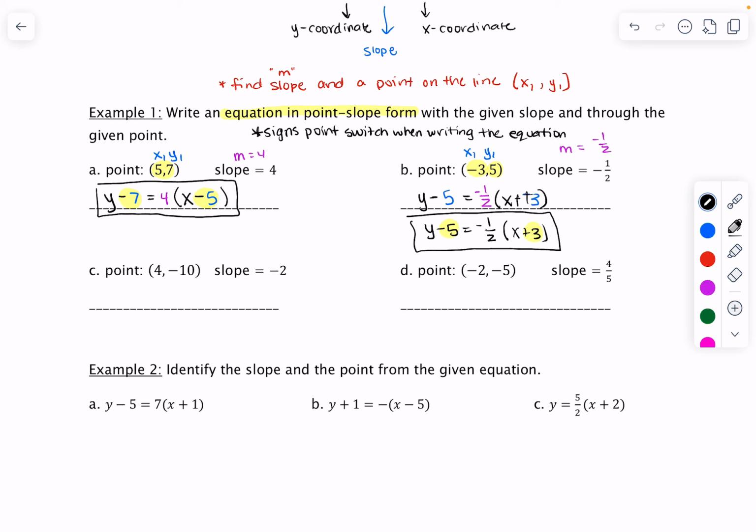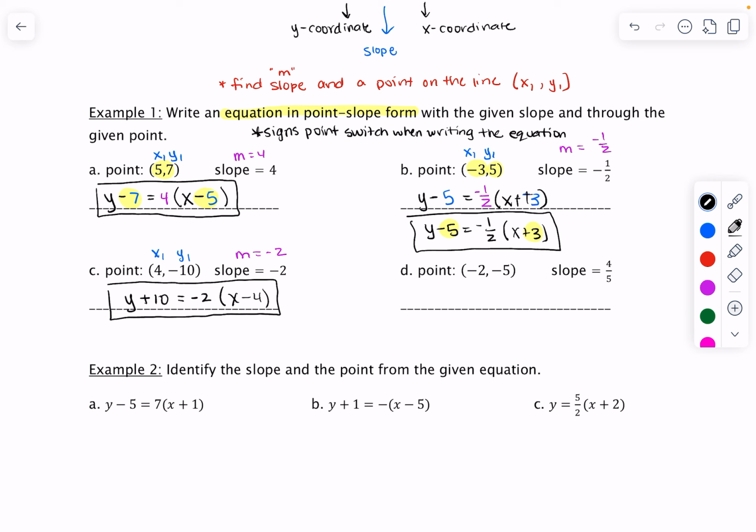So in example C, I've got my point at 4, -10, x1, y1, slope is -2. When I go to plug those in, I get y plus 10, I switch the sign, equals -2, keep the slope the same, x minus 4, change the sign.